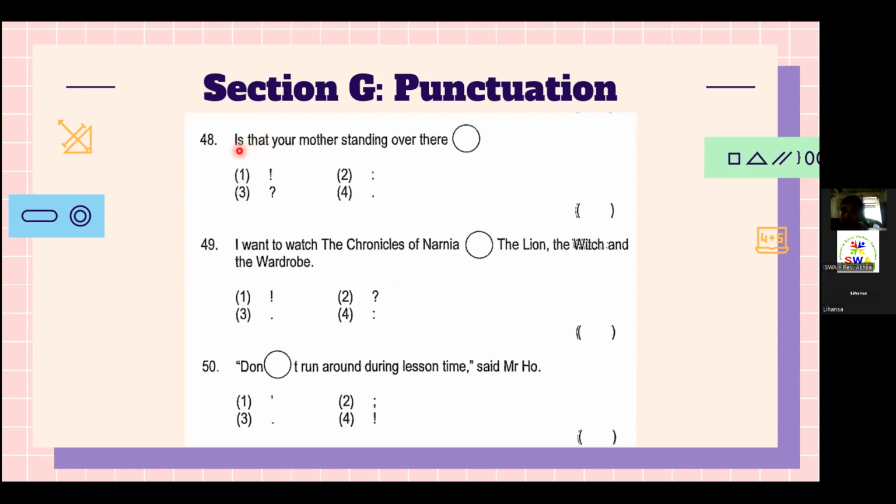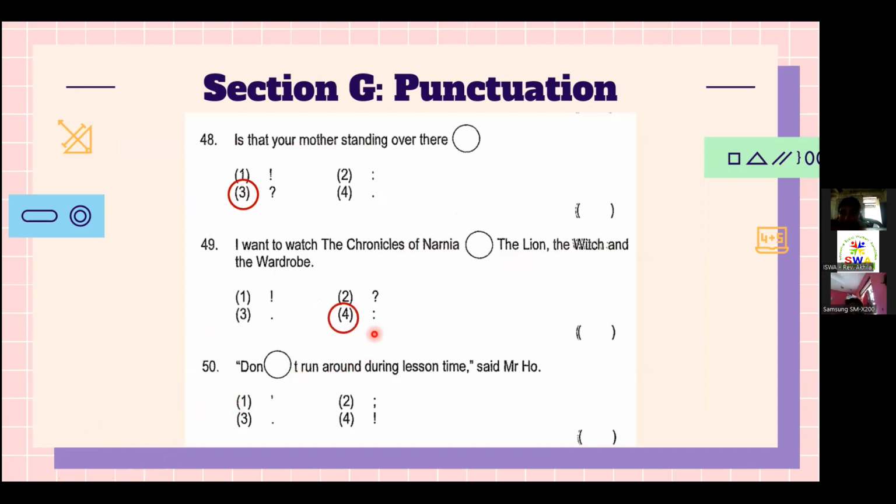Number 48. Okay. Is that your mother standing over there? Number 3. Yes. Very good. I want to watch the Chronicles of Narnia, the Lion, the Witch, and the Wardrobe. Number 4. Yeah.